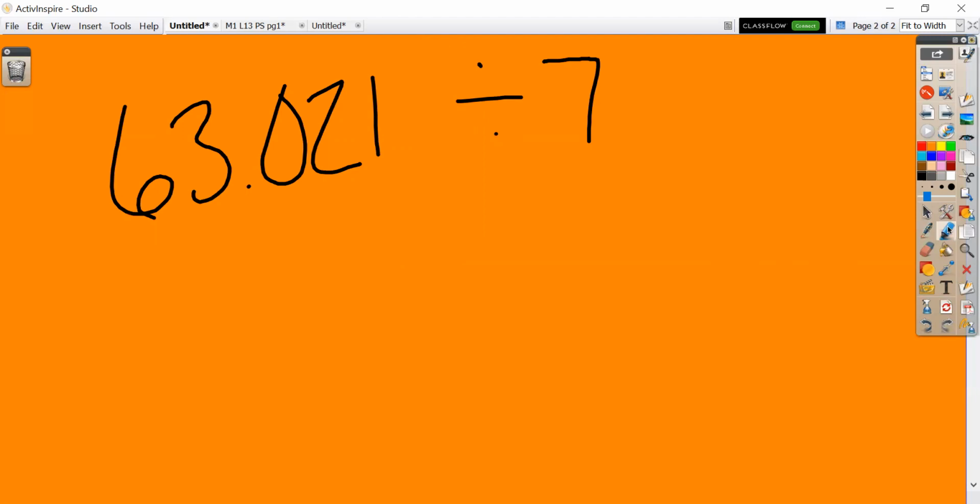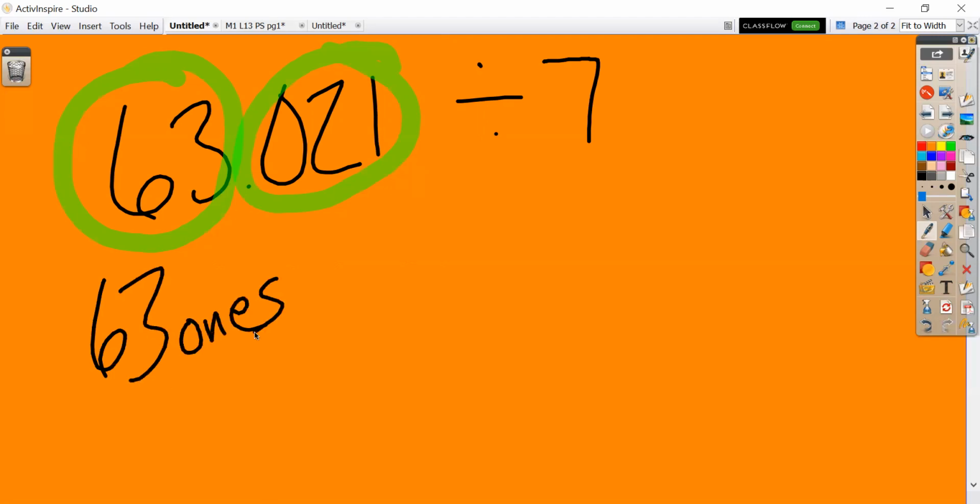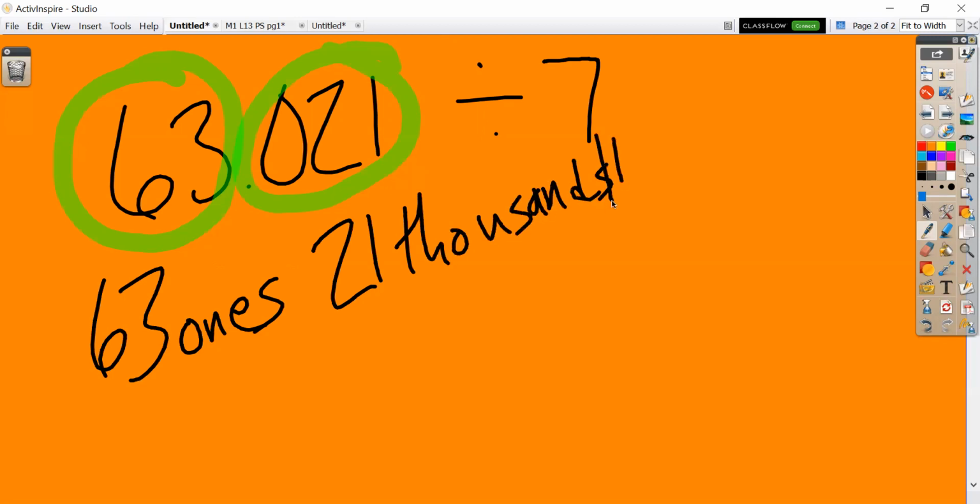Well, as I was saying those multiples, I saw the 63 and then I saw a 21. Notice I did circle the 0 with it. I want all digits to be decomposed into a unit, so we can't leave anything out. So we have 63, and the last digit is in the ones place of that number. So we have 63 ones, and then we have 21 thousandths, right? Both of those numbers are multiples of 7.